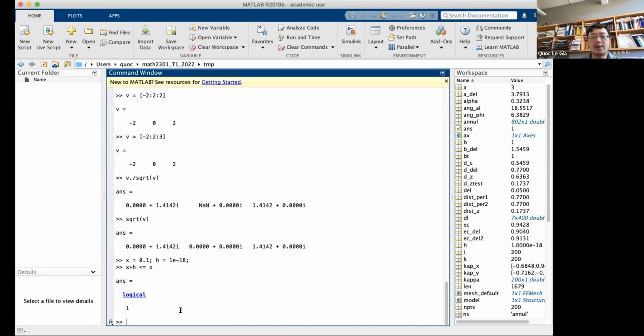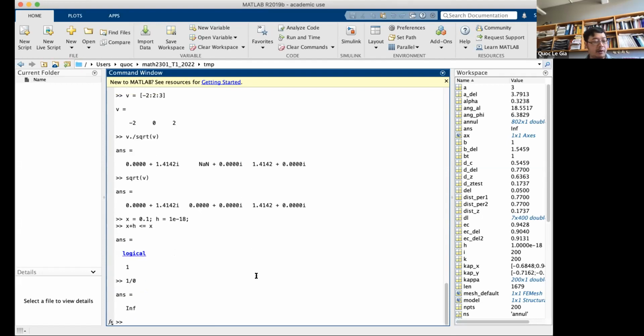Okay, so now the next question is about the singular case. Suppose I have 1 over 0, then what do I get? No, 1 over 0 is not a number. No. Infinity, yes, because it's like a limit. When you take the bottom going to 0, you just get infinity. And now what happens if you get minus 1 over 0?